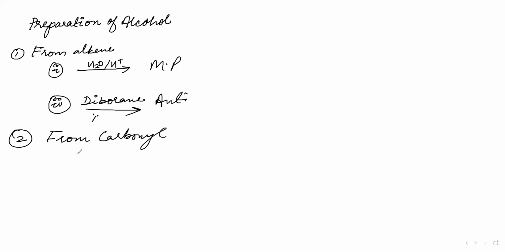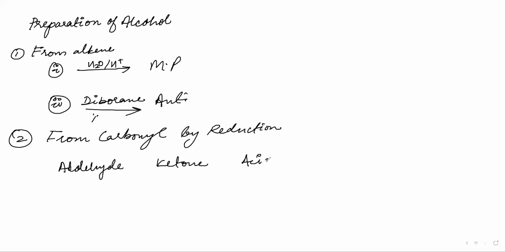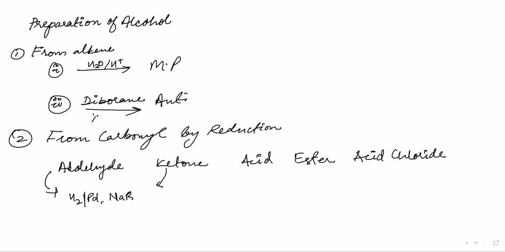Now, secondly, we are going from carbonyl. From carbonyl by reduction. Okay, by reduction. So you will have either aldehyde, ketone, acid, ester, or acid chloride. So aldehydes and ketones, both of them can be reduced by H2/Pd, NaBH4, LiAlH4. What about acids and esters?